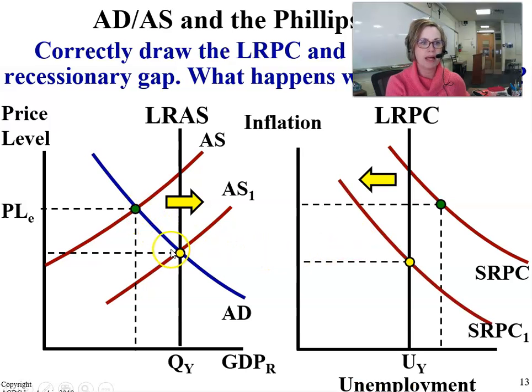When aggregate supply shifts to the right, the Phillips curve would shift back to the normal rate of employment.